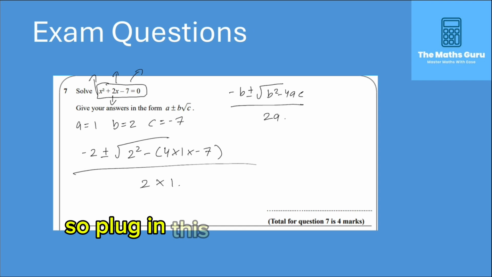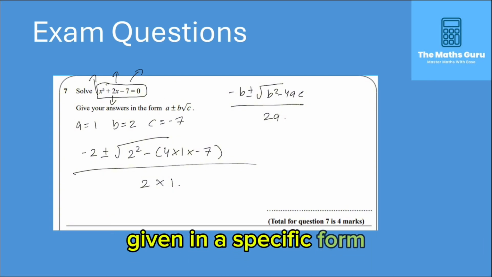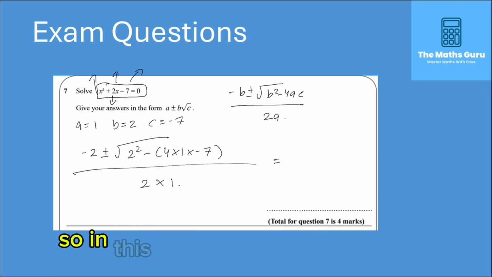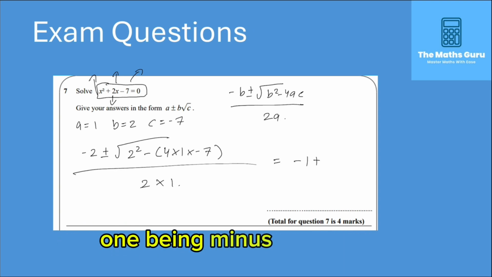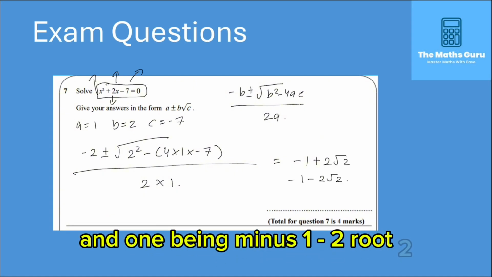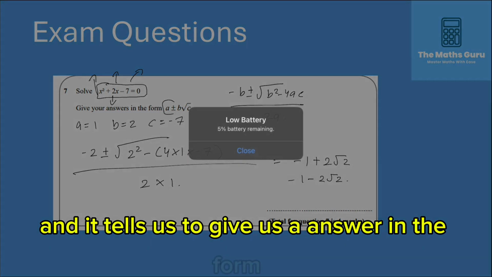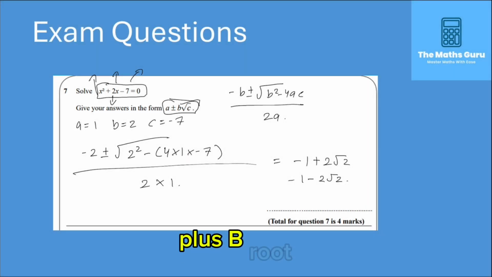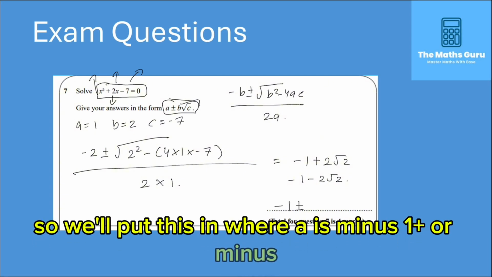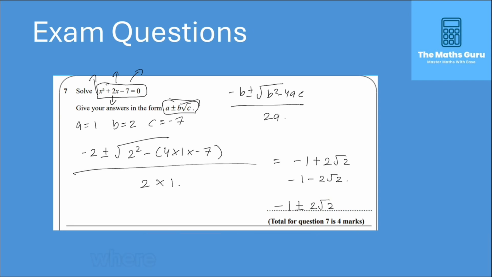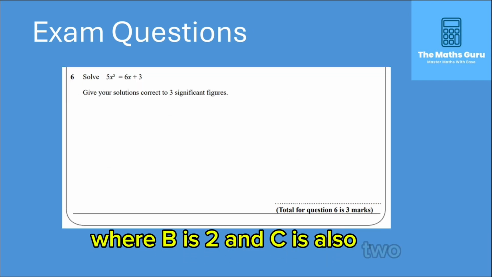So plugging this directly into your calculator, you will get two values, but in this case they want it to be given in a specific form. So we'll get two answers, one being minus 1 plus 2 root 2, and one being minus 1 minus 2 root 2. And it tells us to give our answer in the form a plus or minus b root c. So a is minus 1, plus or minus 2 root 2, where b is 2 and c is also 2.